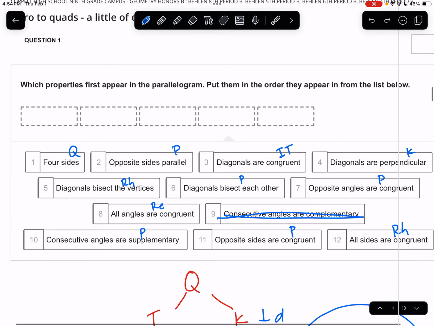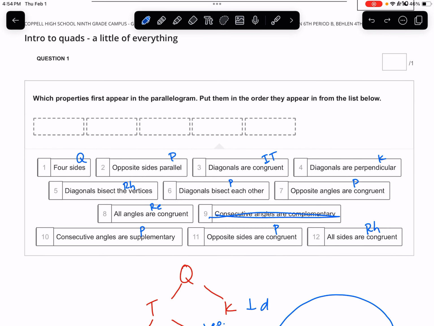Okay. So the first question here is which properties first appear in the parallelogram? Put them in the order they appear in the list. So we're going to go through and I'll do all the parallelograms. That's option number 2, opposite sides are parallel. Option number 6 is the next one, diagonals bisect each other. Number 7, the opposite angles are congruent. And then finally, number 10, consecutive angles are supplementary. And then the last one, opposite sides are congruent. So there are 5 core properties on a parallelogram. And remember, if any one of those 5 occur, they all occur.